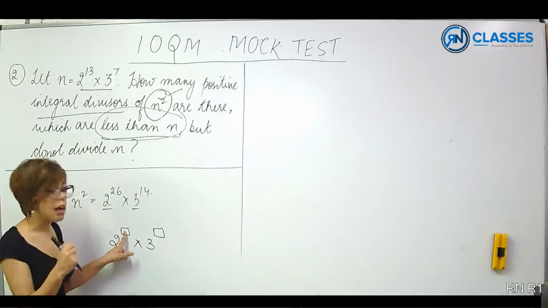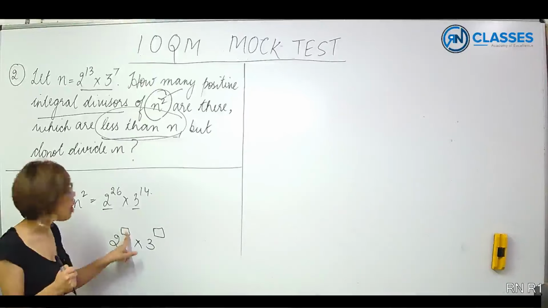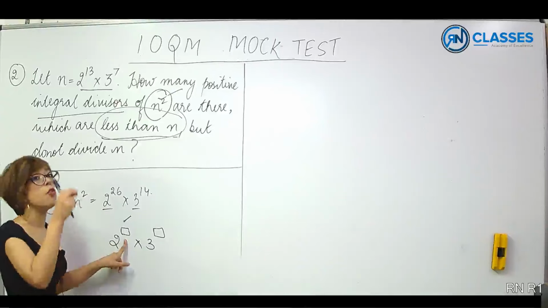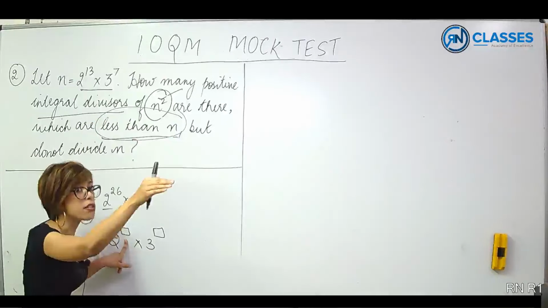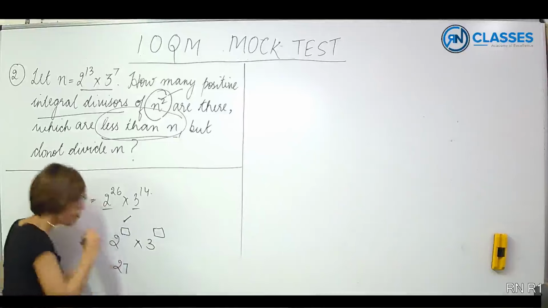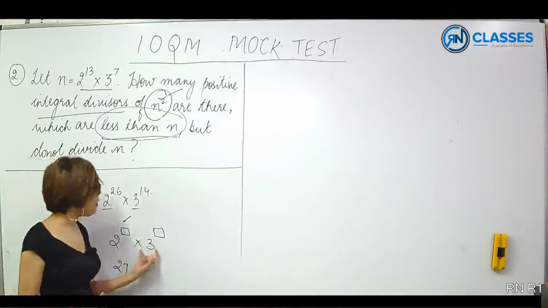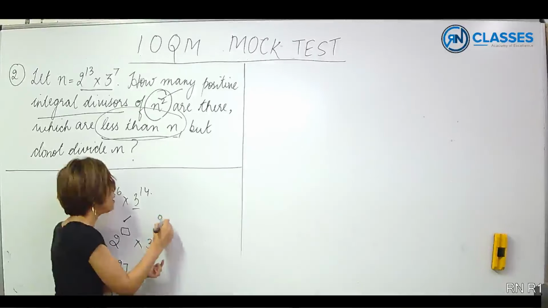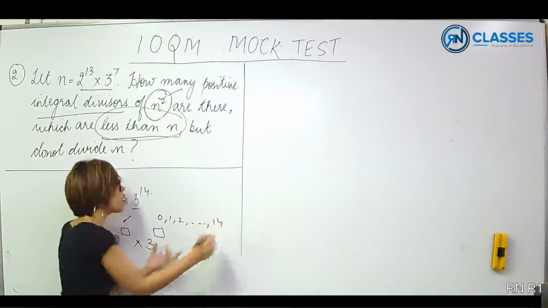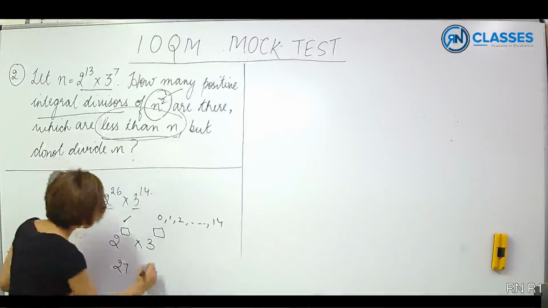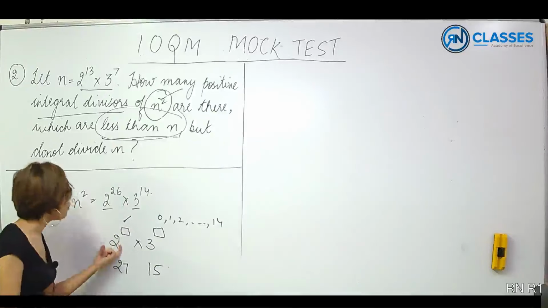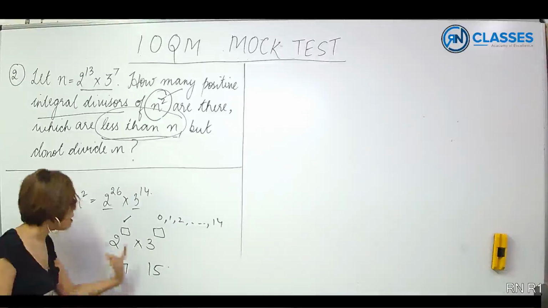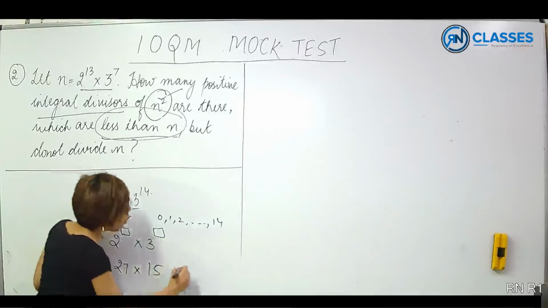I can have 2 raised to the power 1, 2 raised to the power 2, 2 raised to the power 3, and so on till 2 raised to the power 26. That means in order to fill this place, I have 0, 1, 2, and so on till 26 choices. So that means 27, right? Then here, let me fill up this. Either I can put in 0 or 1 or 2 or so on till 14. So how many choices do I have? 15, right? Now, corresponding to each power of 2, I will have a power of 3. So the total number of divisors would be 27 into 15, which is nothing but 405.